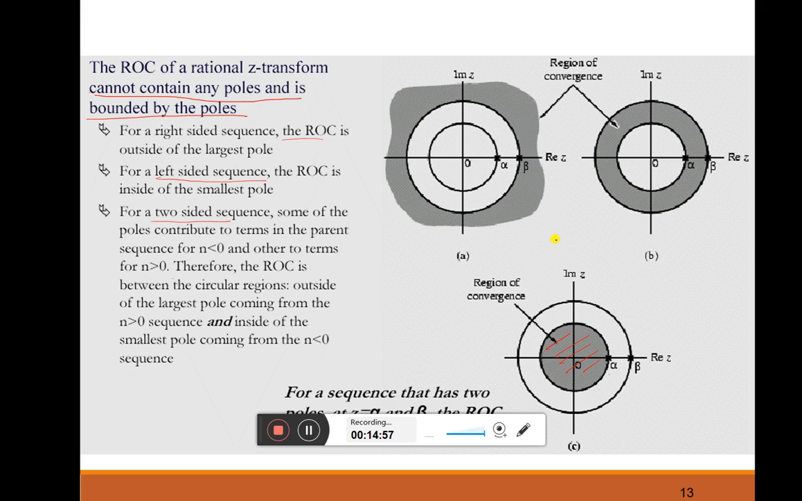Okay, so means that dekat sini bila you ada dua poles, you punya ROC can be either of these three regions, yeah. So means that kat sini this is right-sided sequence, this is left-sided sequence, and this is two-sided sequence. Alright, so tengok dia nak tahu kita kena tengok daripada different equation.